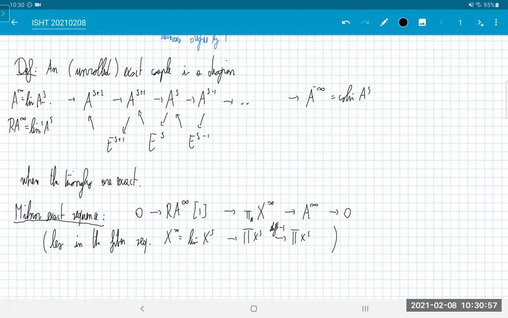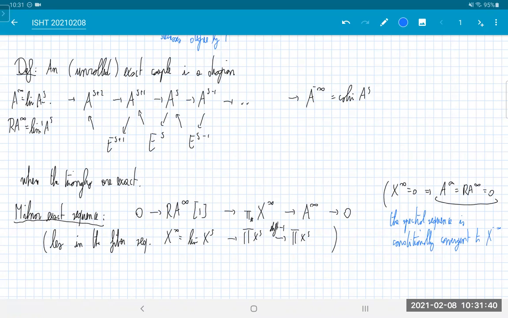The point is that this RA infinity and this A infinity see the homotopy groups of X infinity. In particular, if X infinity is zero, both A infinity and RA infinity have to be zero. This condition is an important condition, and it has a name. We say that the spectral sequence, which I haven't defined yet but will, is conditionally convergent to X minus infinity. It's just a name, but you see it often.